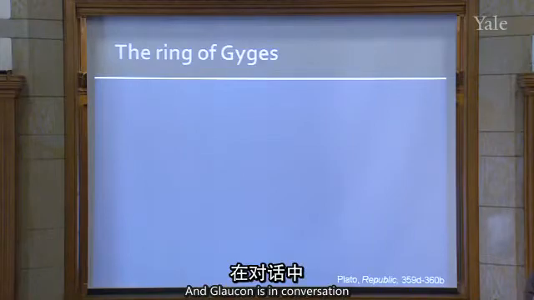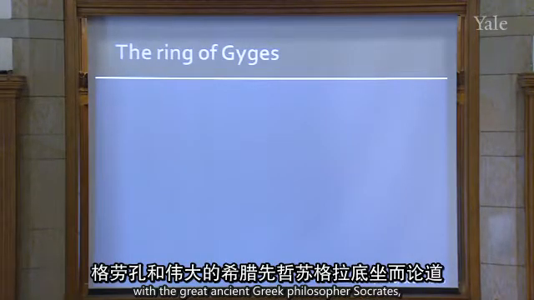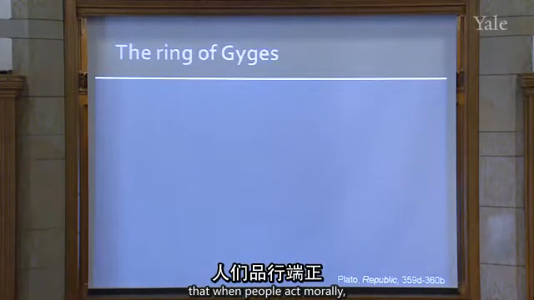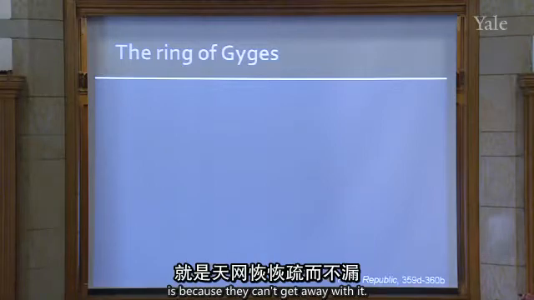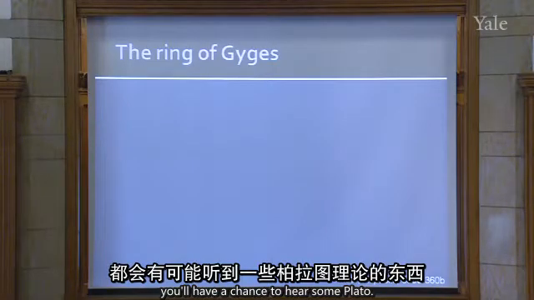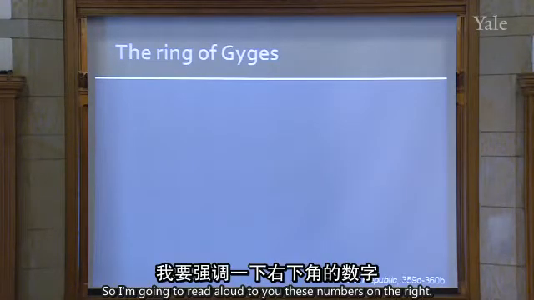And Glaucon is in conversation with the great ancient Greek philosopher Socrates. And he's trying to convince Socrates that when people act morally, the only reason they do it is because they can't get away with it. So even if you've shopped only for today, you'll have a chance to hear some Plato. So I'm going to read aloud to you.